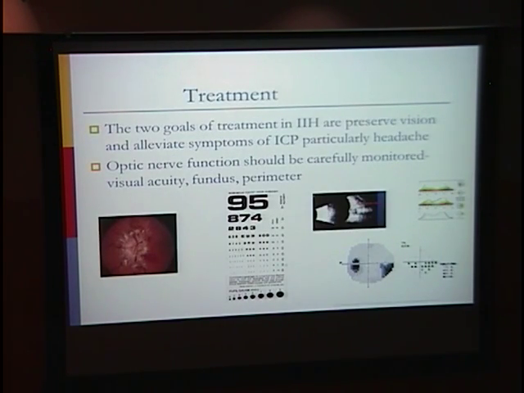I think the most important thing is to treat and to know how to treat. The two goals of the treatment are, first of all, to preserve vision, and to alleviate symptoms of IH, particularly headache, because if he has such a severe headache, he cannot do anything. And optic nerve function should be carefully monitored. It includes visual field, I think it's a very important parameter, and the appearance of the fundus.